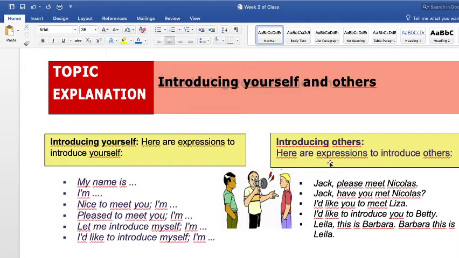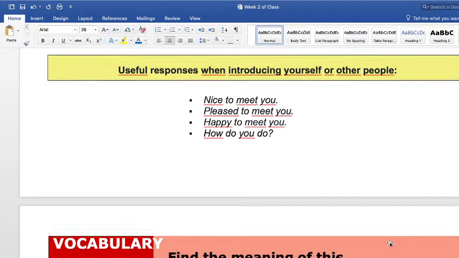Introducing others. Here are some expressions you can use. Jack, please meet Nicholas. Or Jack, have you met Nicholas? Or I'd like you to meet Lisa. Those are phrases that you can use to introduce others. But if you want to use your own phrases, that's totally fine. This is not a strict frame where you can only use these phrases. You can use your phrases as well.